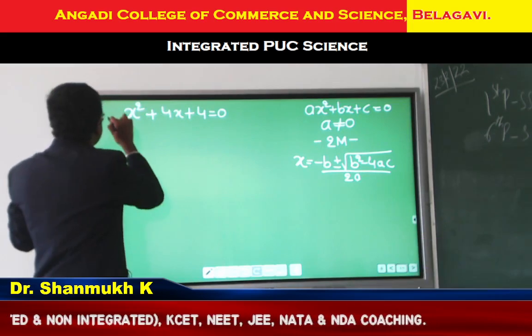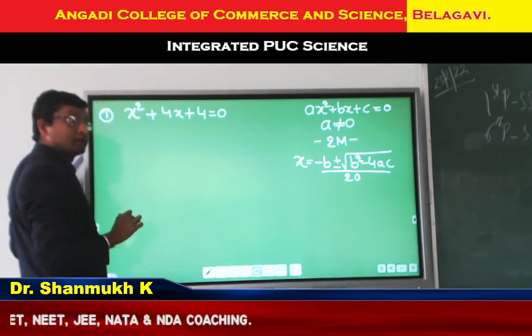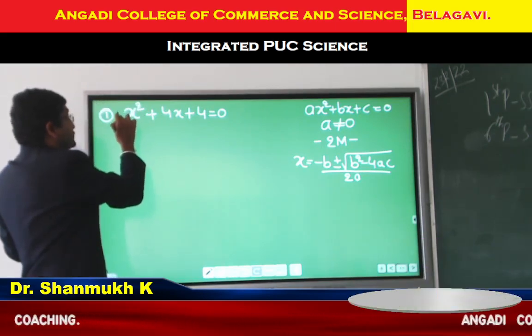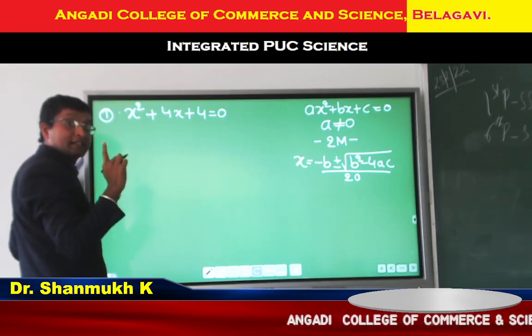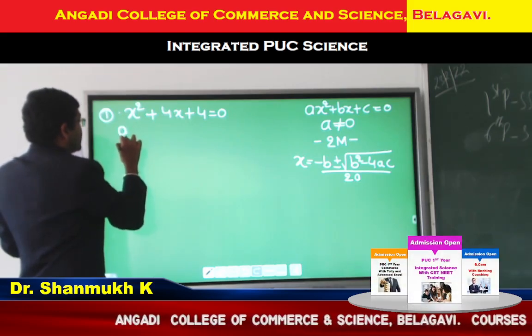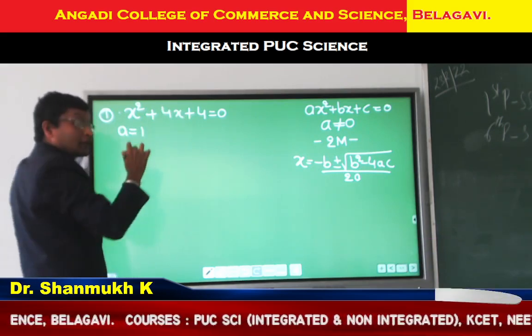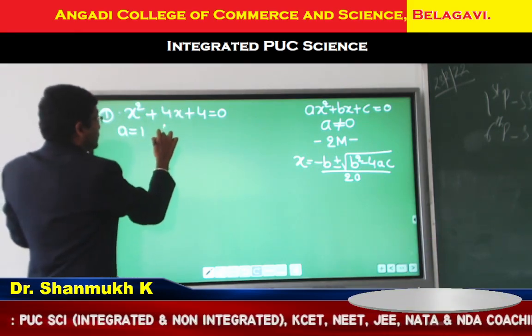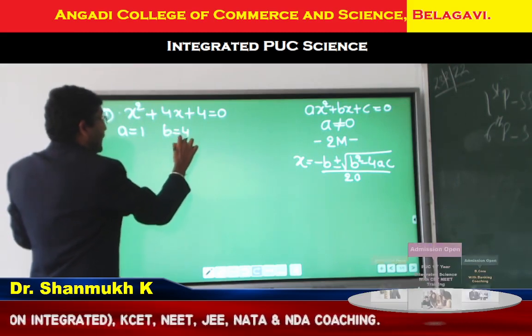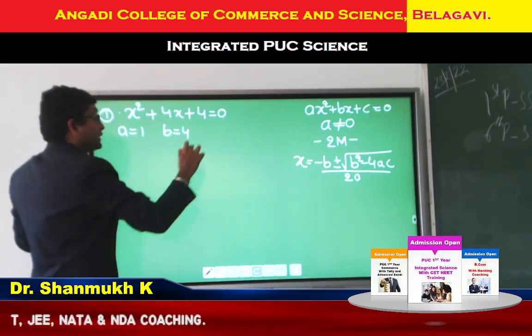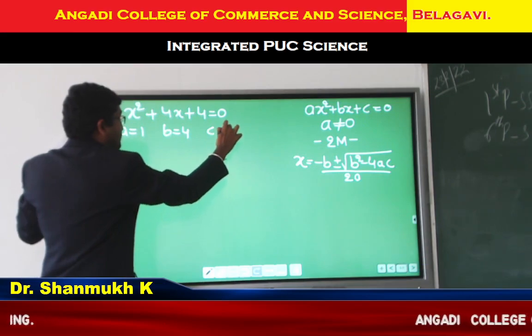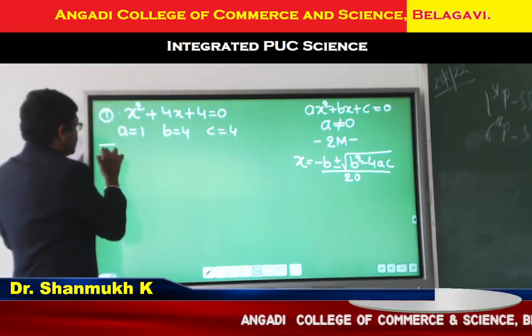So let us solve this example. First example. Here the x square coefficient, since nothing is written, is taken as 1, so a equals 1. The x coefficient is b, so b equals 4. And the constant is 4 here, so c we take as 4. It is a 2 marks example.